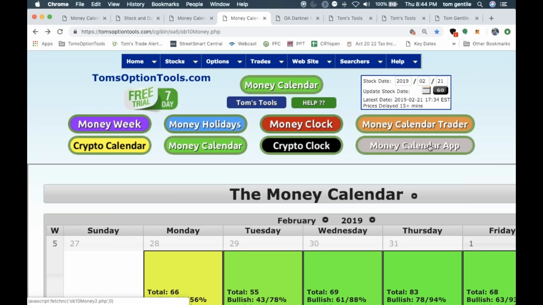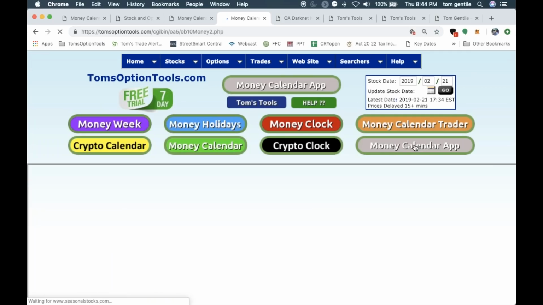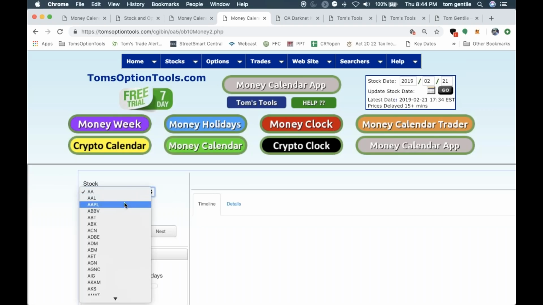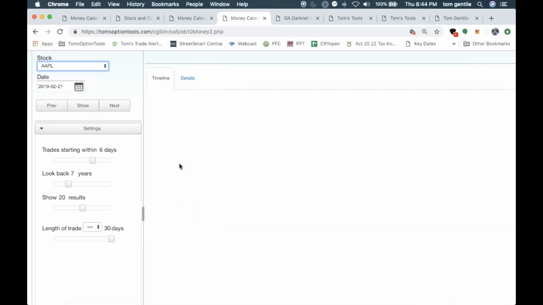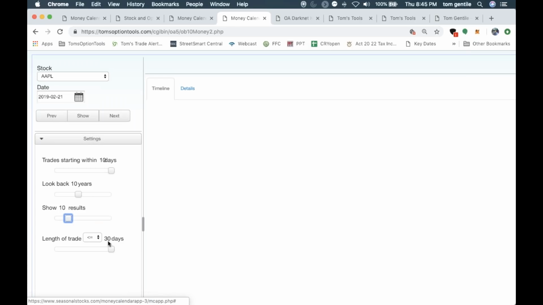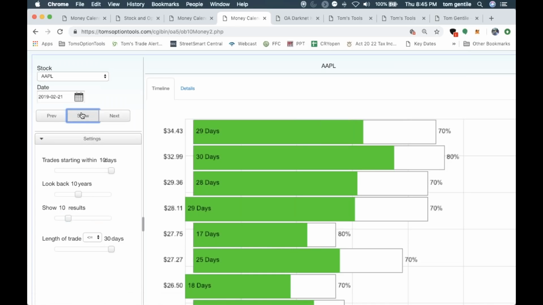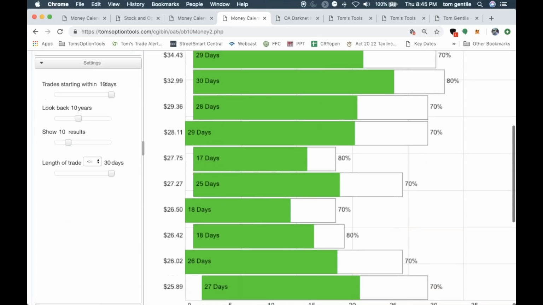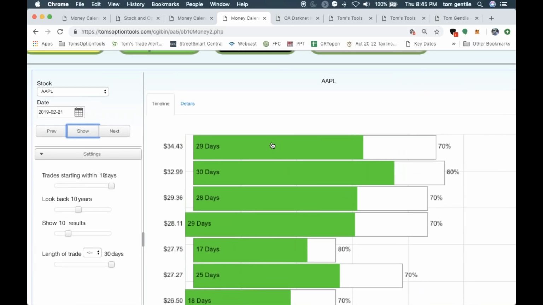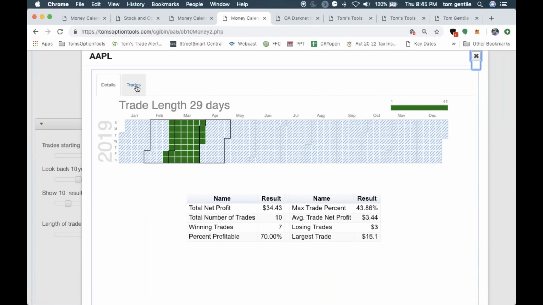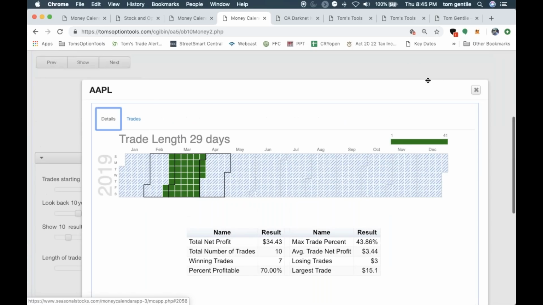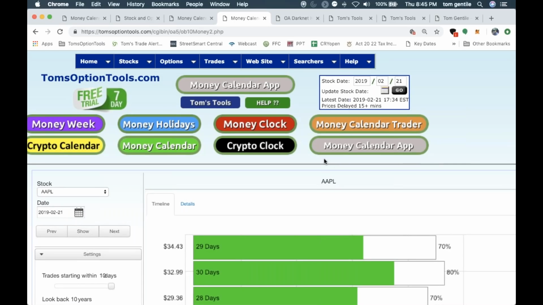And the money calendar application is just, let's say you want to see what's going on with Apple. We can go in and find that symbol Apple, and we can tell the computer, I want to look for trades starting in the next 10 days. You can look back 19 years if you want, 20 years if you wanted to. And then show the top X results. Let's look at the top 10 results, going forward for trades that are up to 30 days in length. Click on the show button, and you can see Apple has a 70% to 80% chance as we look up and down the top 10 trades. This one, at 29 days to expiration, has the biggest return over the next 29 days. And when we click on it, we can get all the information we need to see about the details and the trades just by clicking here. That is our money calendar app that's available right now on the software.